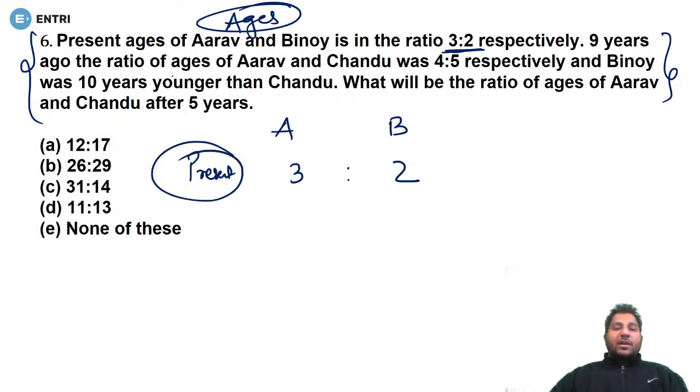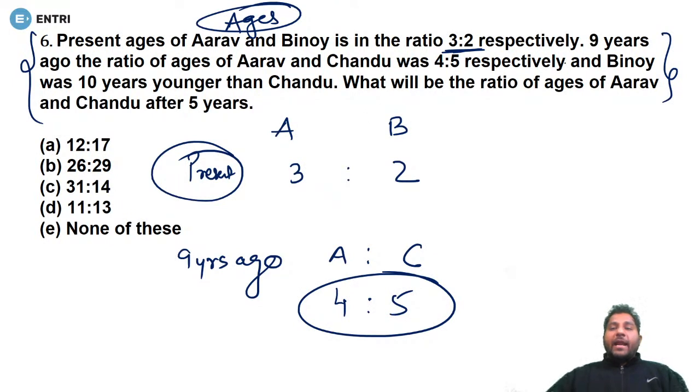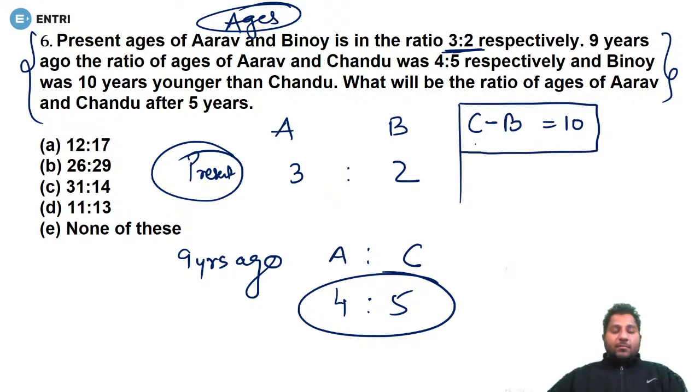9 years ago, the ratio of ages of Arav and Chandu has been given as 4:5. And Binoy was 10 years younger than Chandu. That means Chandu will be 10 years more than Binoy. Okay, what will be the ratio of ages of Arav and Chandu after 5 years?